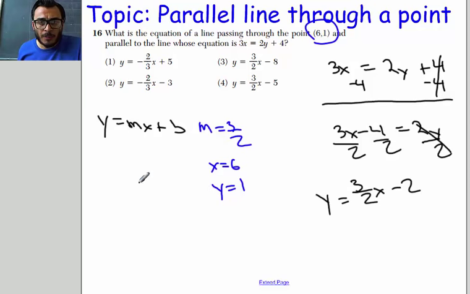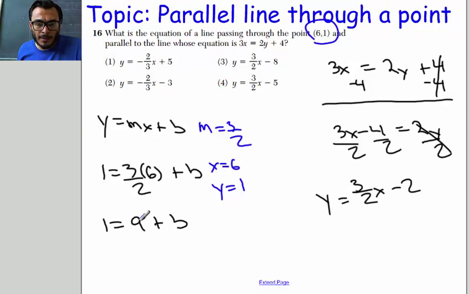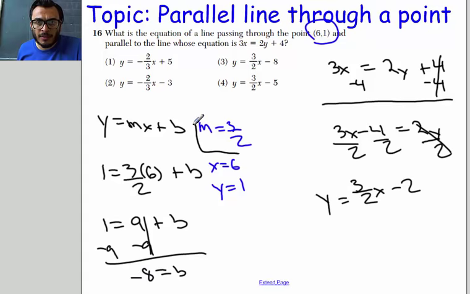So when I substitute to solve for b, I will get 1 equals 3 over 2 times 6 plus b. Now I'm going to solve for b. I get 1 equals 9 plus b. I'm going to subtract 9 on both sides. So 1 take away 9 is negative 8. So negative 8 equals b, and this is the m. So the answer is choice 3.